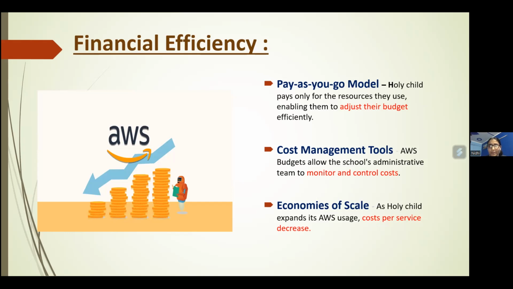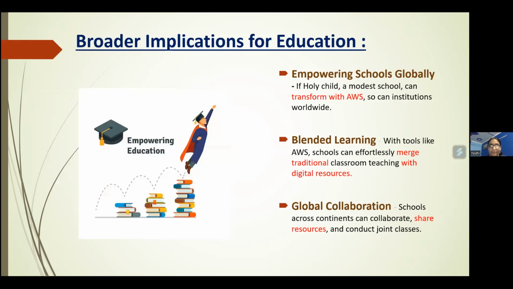Next is economies of scale. Now, if you're not spending money on unwanted resources, you can use that money elsewhere. For example, in the case of a school, the school can use the money in hiring new teachers or increasing co-curricular activities for students. So instead of wasting money on the servers, now you have more economies of scale.